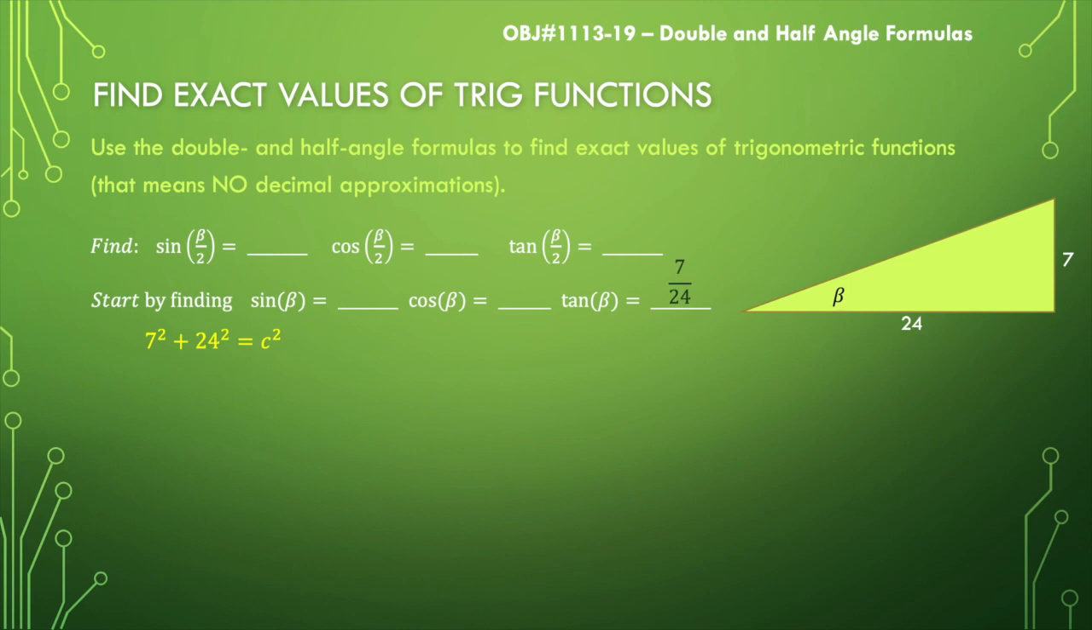We're missing the hypotenuse, so we can say a squared, or 7 squared, plus b squared, or 24 squared, is equal to c squared. That's 49 plus 576, so c squared is equal to 625. Since we're dealing with a right triangle and looking for the hypotenuse, it's just the positive square root of 625, which is 25. Once we know the hypotenuse is 25, the sine of beta is 7 over 25, and the cosine of beta is 24 over 25.